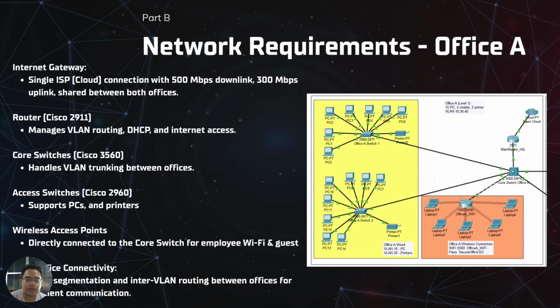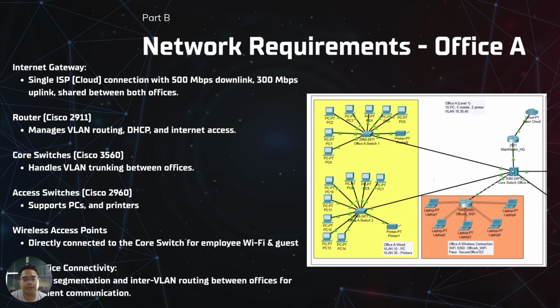For switches, there are 2 types we're using, which are the core switches and access switches. The cores help handle the VLAN trunking between the offices. As for the access switch, it helps to support PCs and printers. The wireless access points are directly connected to the core switch for the employees' Wi-Fi and the guests. We implement VLAN segmentation and inter-VLAN routing between offices for efficient communication.